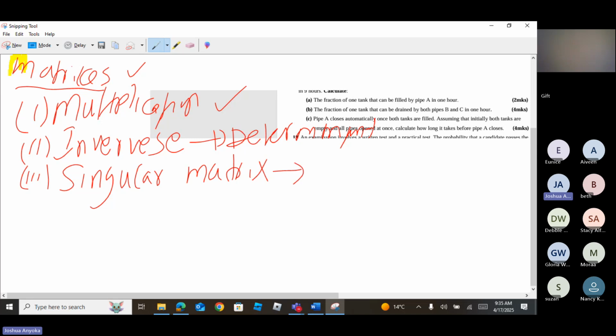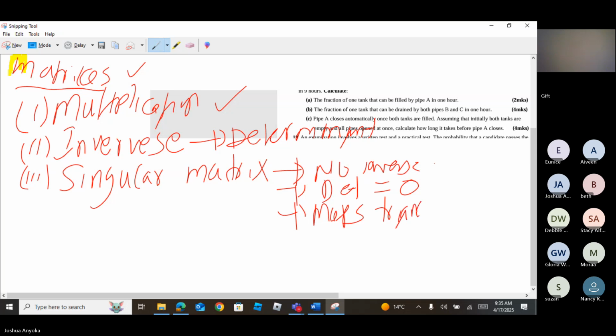A singular matrix is a matrix that has no inverse. When do we know that it does not have an inverse? It is when the determinant is equal to 0. So a singular matrix is a matrix that has no inverse, a matrix that has a determinant of 0, and in a transformation, it's a matrix that maps a triangle onto a straight line.